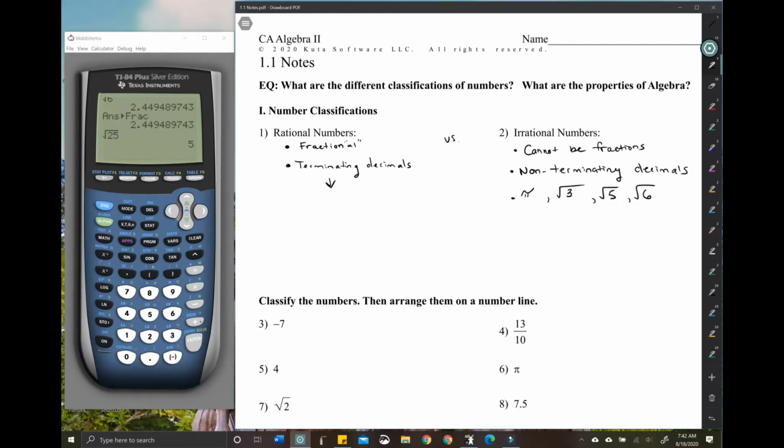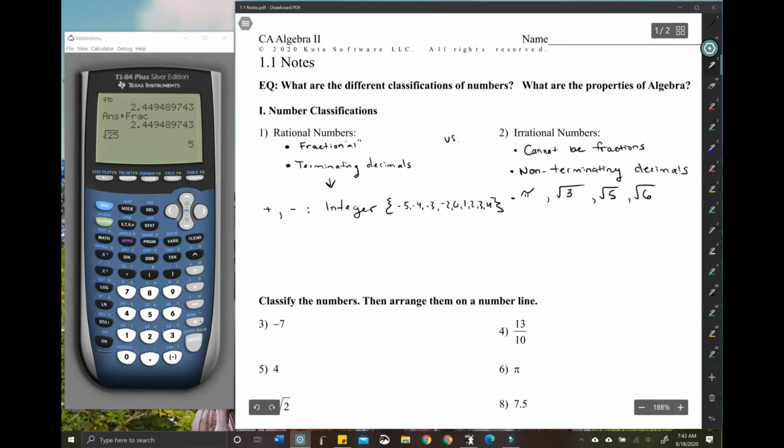So rational numbers can be broken down further. If it is simply a positive or a negative number, then we refer to it as an integer. So it kind of works its way down. Integers are not decimals. These are things like -5, -4, -3, -2, 0, 1, 2, 3, 4, and so on.